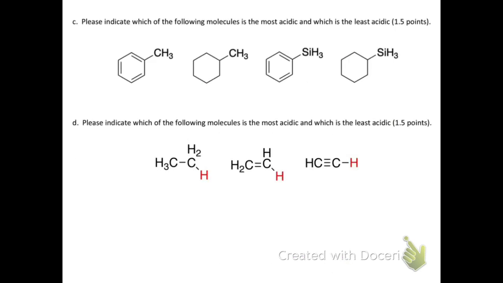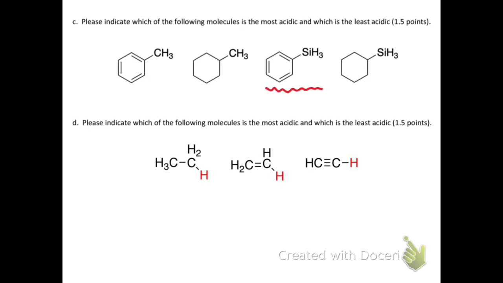In this problem, we're looking at a different trend. So actually, we're looking at two different trends, it turns out. We're trying to find out which are going to be the most and least acidic here. So the most acidic one is going to be this fellow right here.